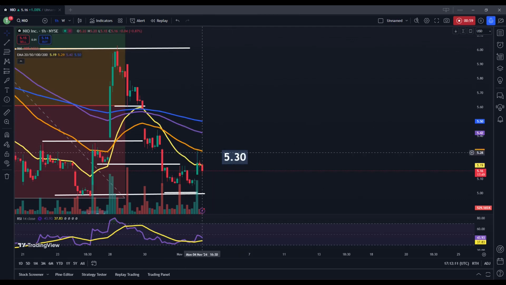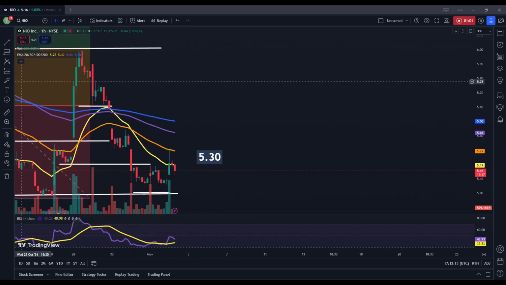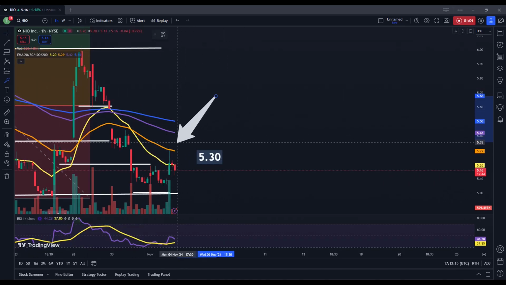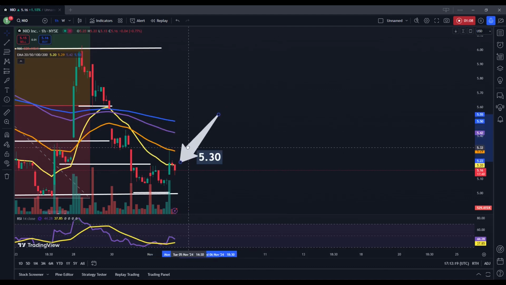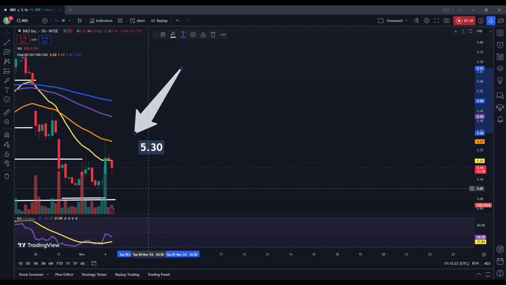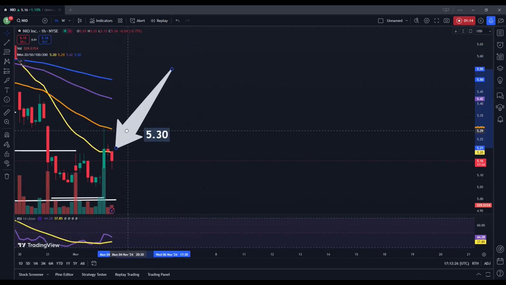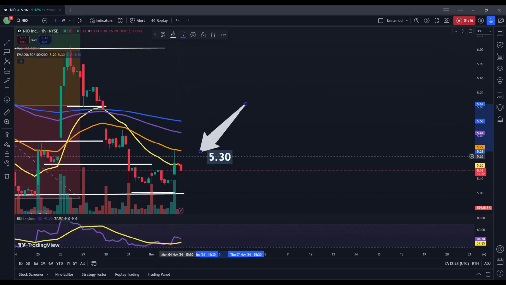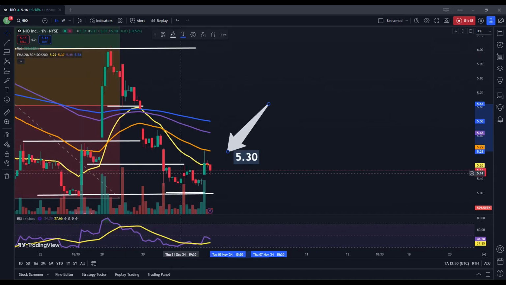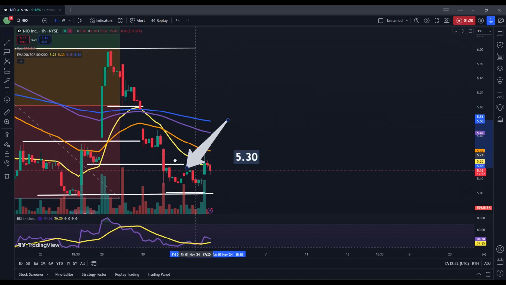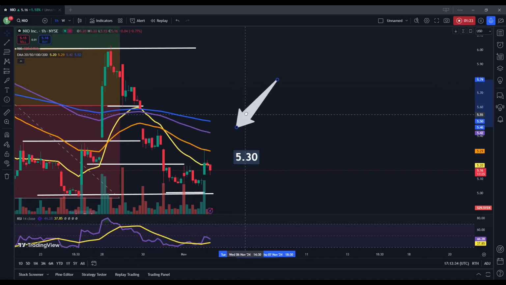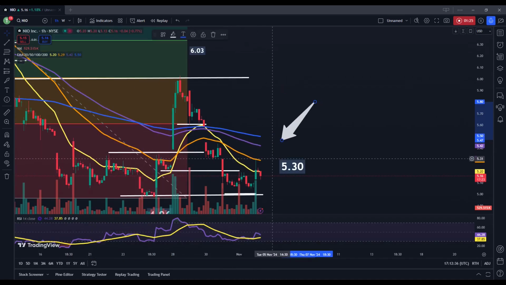As we can see, we failed right into the 50-hour exponential moving average. And we have started to form a bit of an evening star type of pattern on these shorter term time frames. I don't think that this is hugely important at the moment because that would be a very short term price pattern. But the real question at this point is obviously whether or not this $5 level is going to hold up as support.